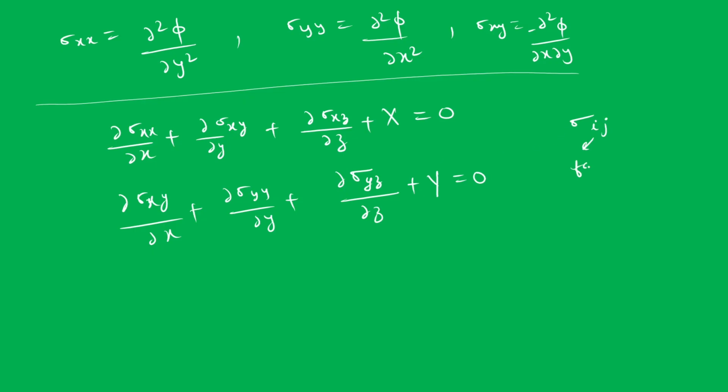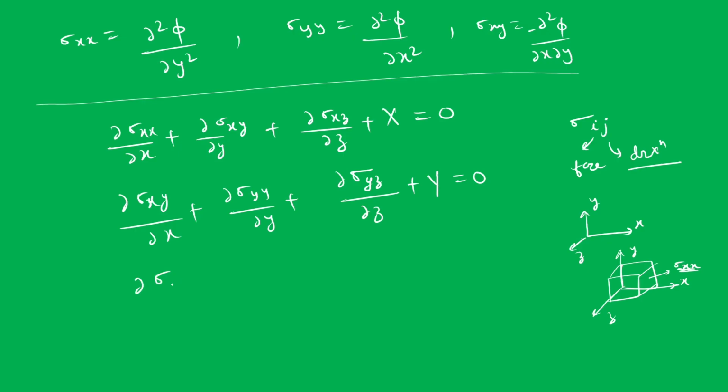Now for sigma ij, the first index represents the face and the second represents the direction. Like I have a three axis system, x-axis, y-axis and z-axis, and I have this body. So this is my x-axis, this is my y-axis, and this is my z-axis. Then in x face and z direction, this is sigma xz, like this. This is how we give the symbol to all these things.